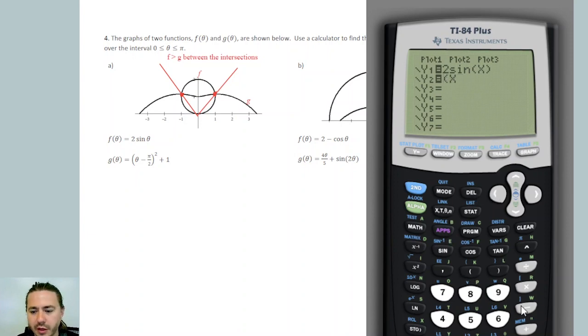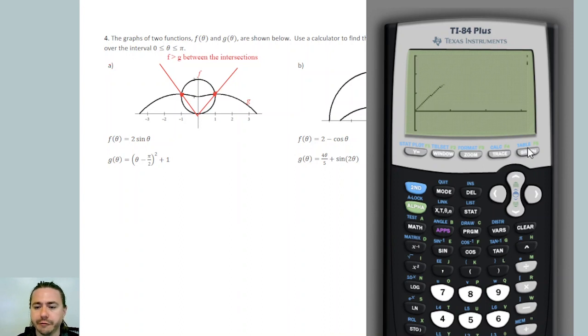Here we go. Theta minus pi over 2, squared, plus 1. Now the intersection, I know I'm only plotting this between 0 and pi. That interval is given to me right here. So I can change my window to be between 0 and pi, just so that that's all I really need to look at anyway. So I'm going to go to window, and change my x min to 0, and my x max to pi.